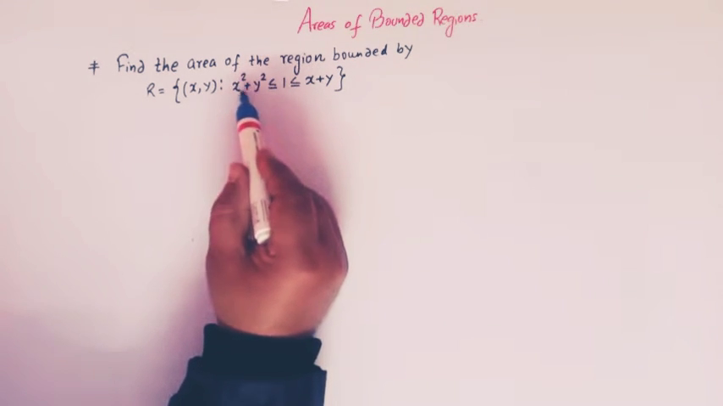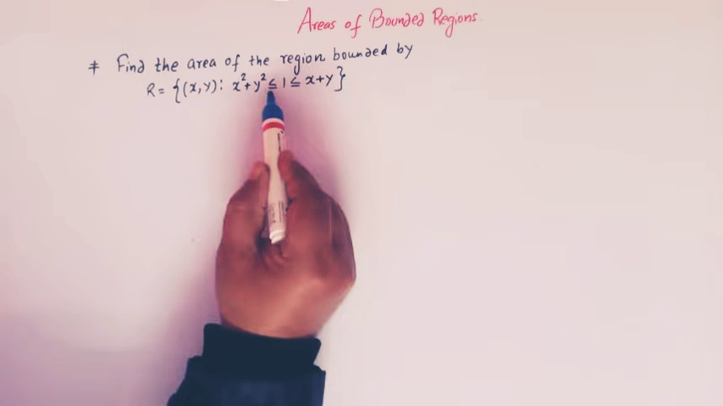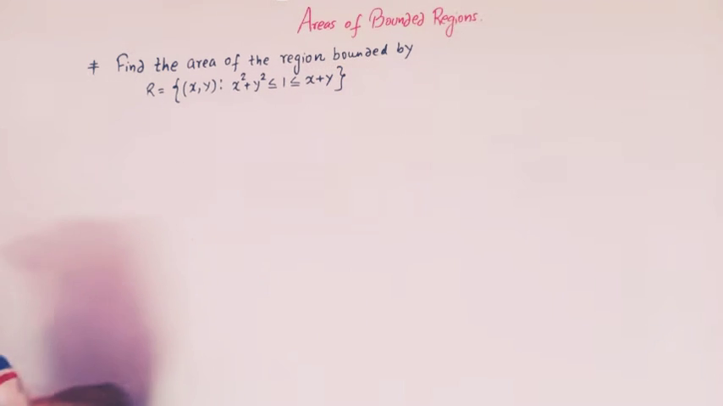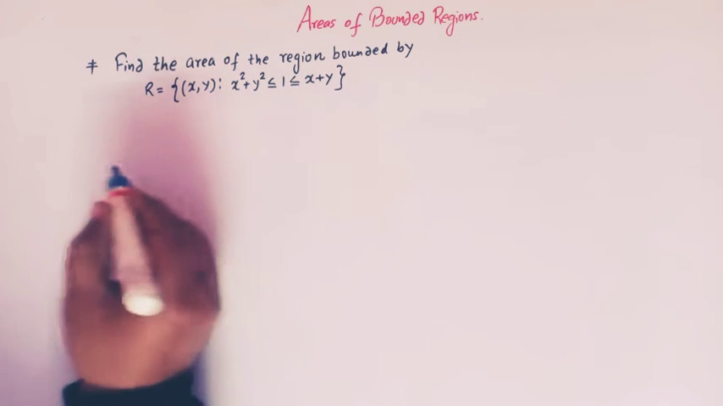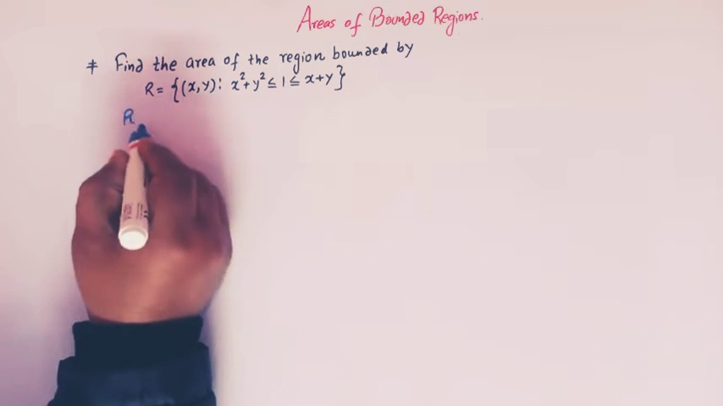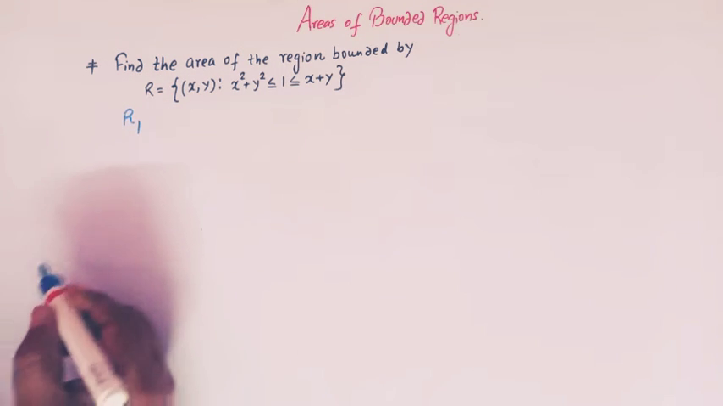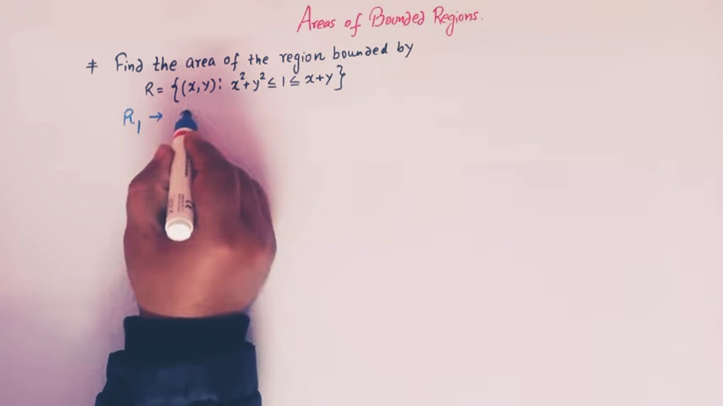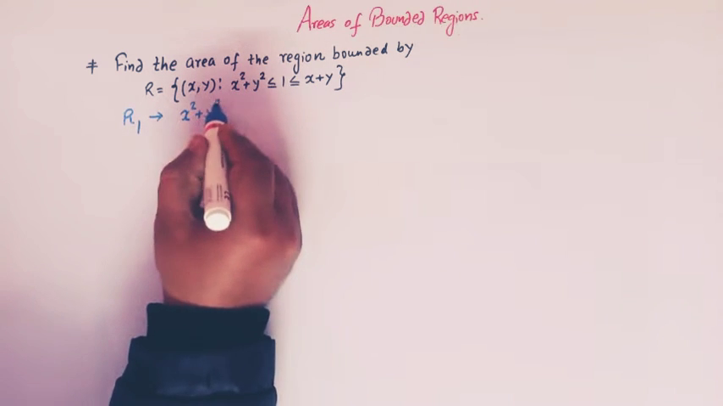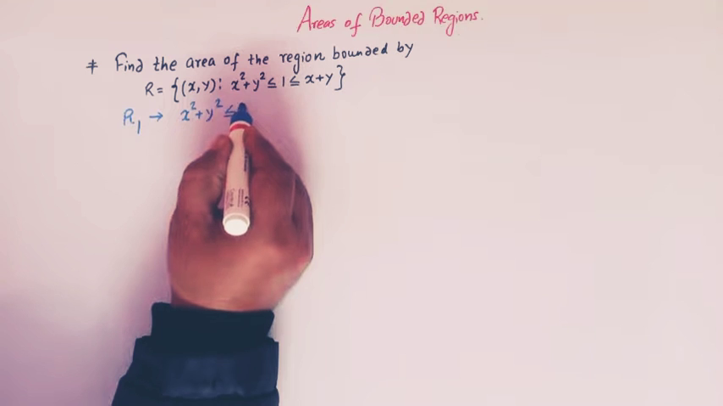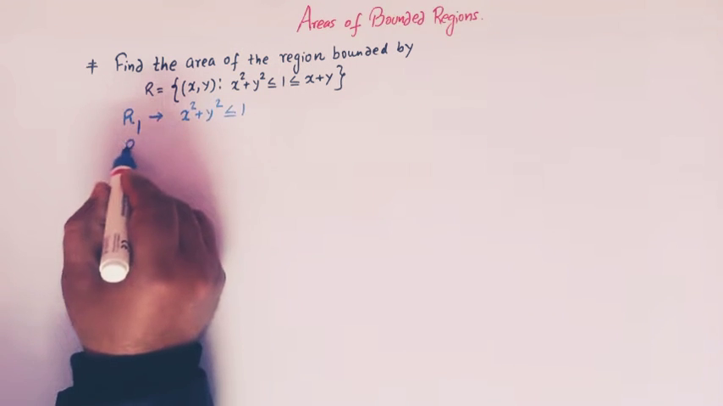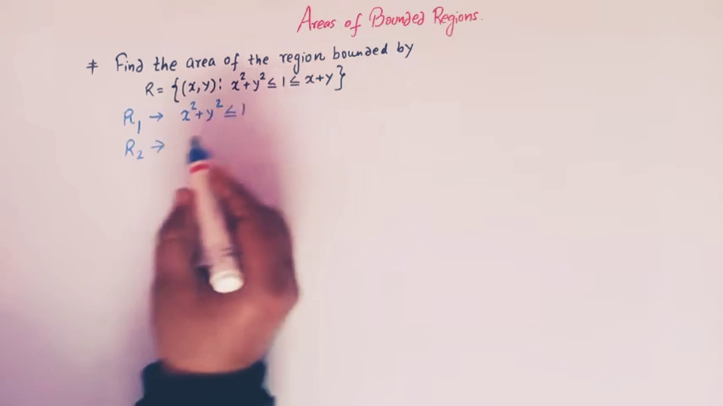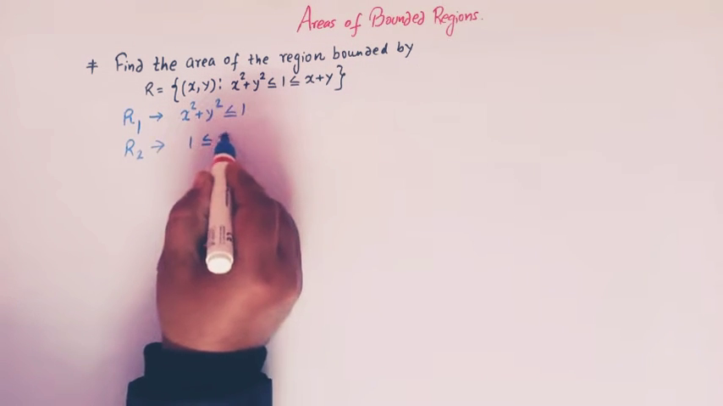So here we have x square plus y square less than or equal to 1, and less than or equal to x plus y, right? So here we see that we have two regions. The first one, that is R1, is the circle which is given by x square plus y square less than or equal to 1, and R2 is the region which is given by this straight line, right?